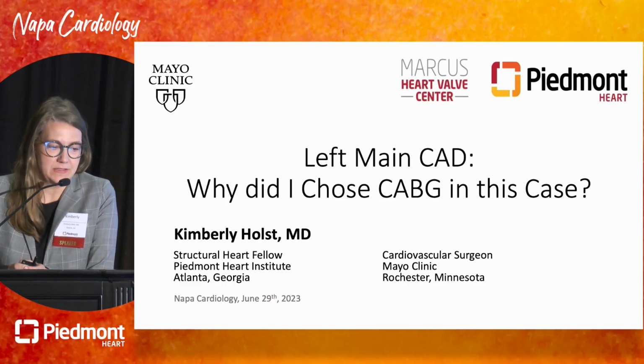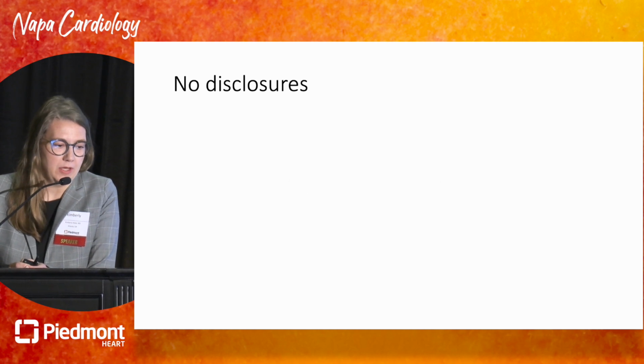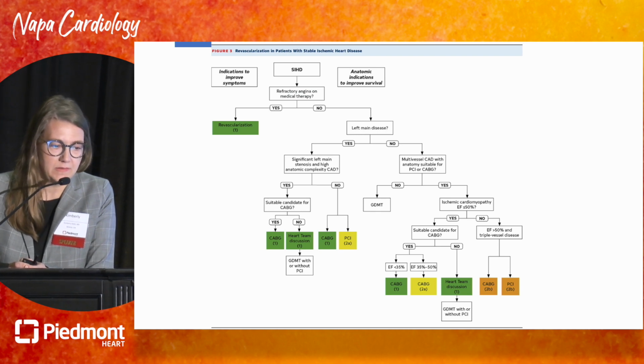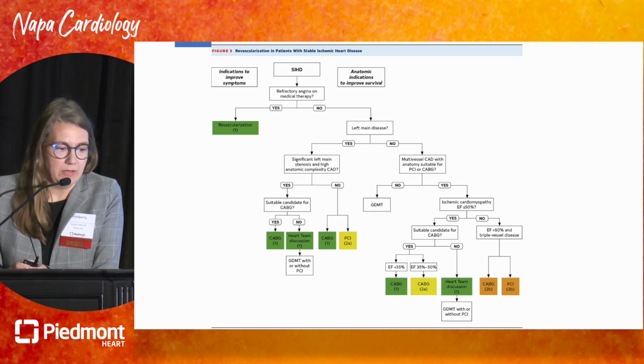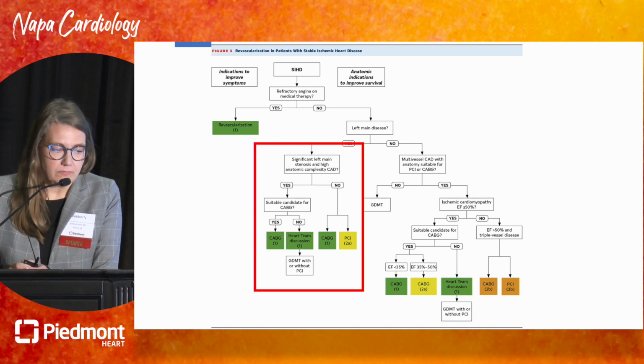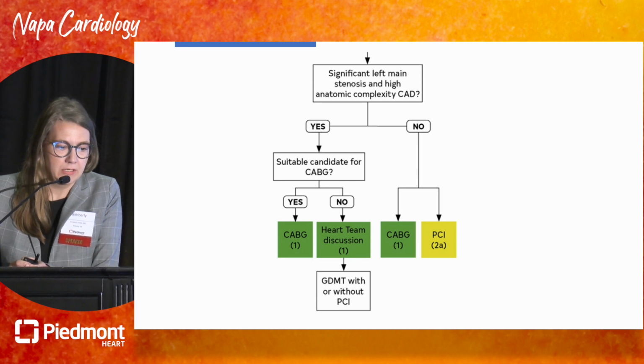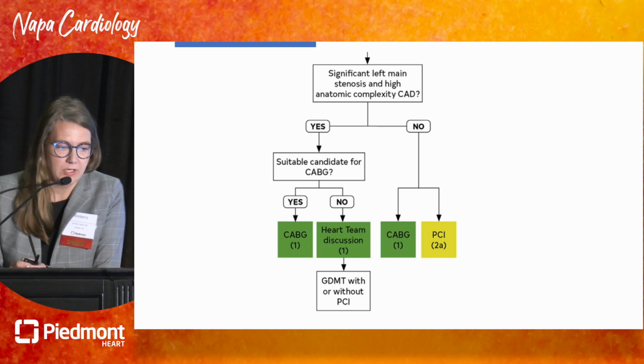So, left main disease and choosing CABG. I have no disclosures. We have all seen the updated recommendations from ACC, AHA, and SCAI about left main disease, and I think this really oversimplifies things, as we've discussed in this session and earlier today. If they have left main disease, are they a suitable CABG candidate? The decision is really much more complicated.